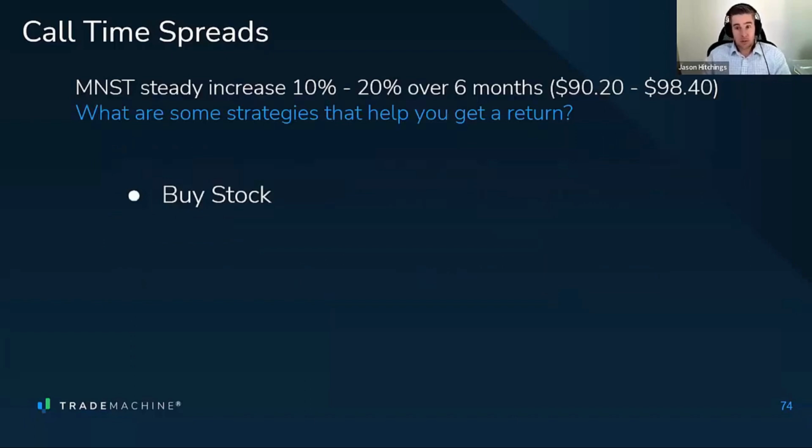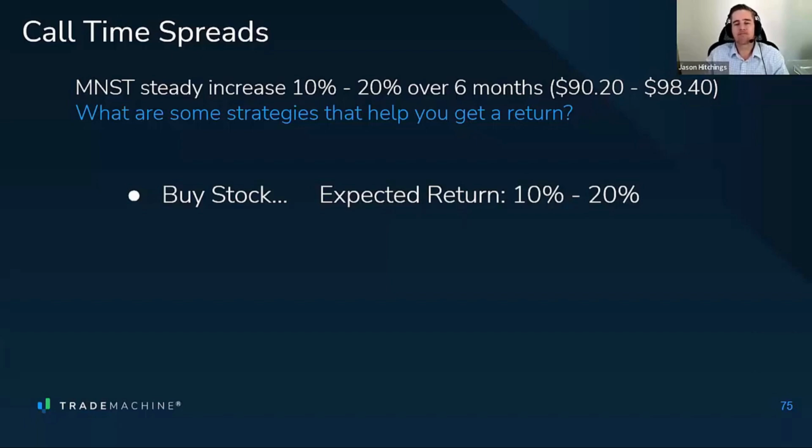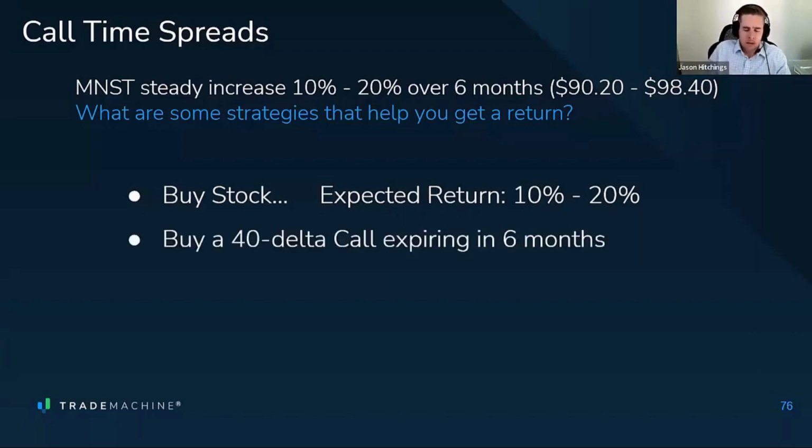Well, the simplest thing to do would just be to buy some stock, right? If we buy stock, and we'll just stick with MNST as our example, it's at 82 today. So if it goes up 10%, it's going to be at 90.20. And if it goes up 20%, it's going to be at 98.40. So if we just buy the stock outright and we're not on margin, then our expected return is 10 to 20%. And that's pretty good. What else could we do?